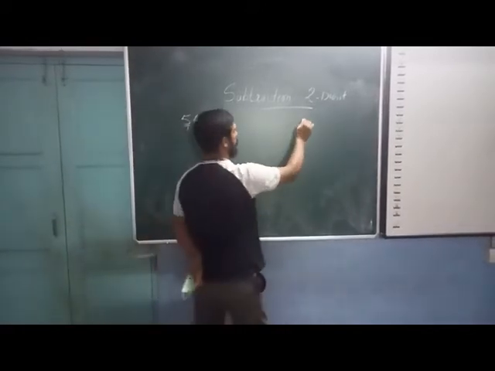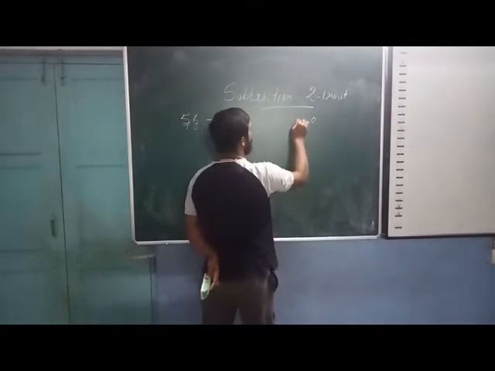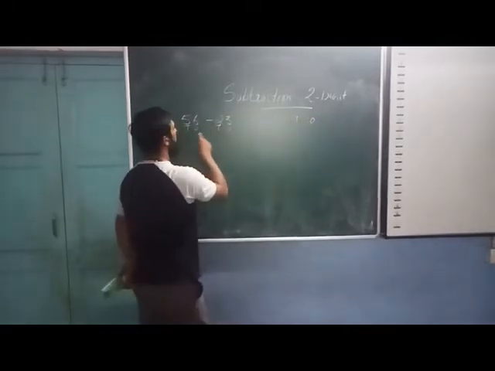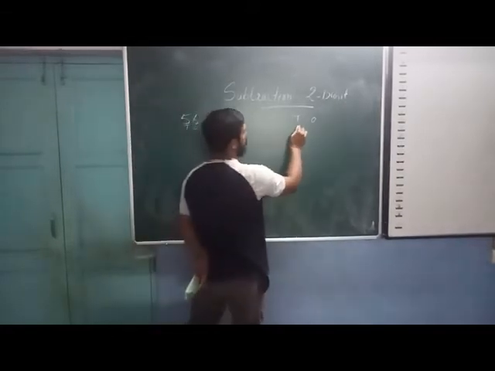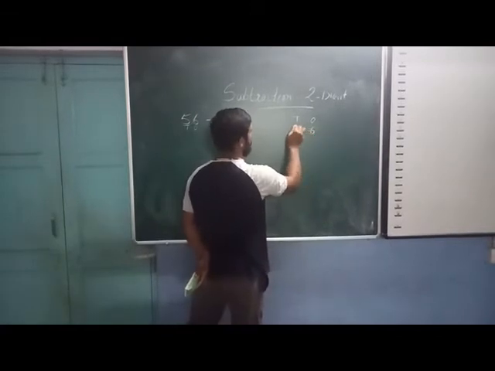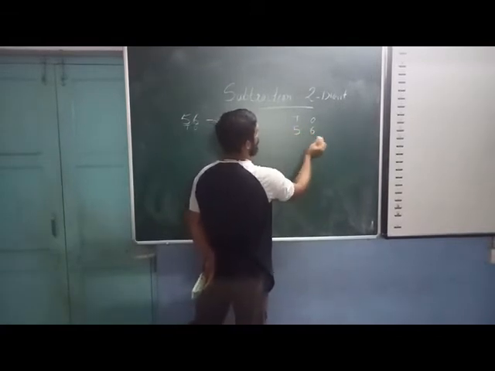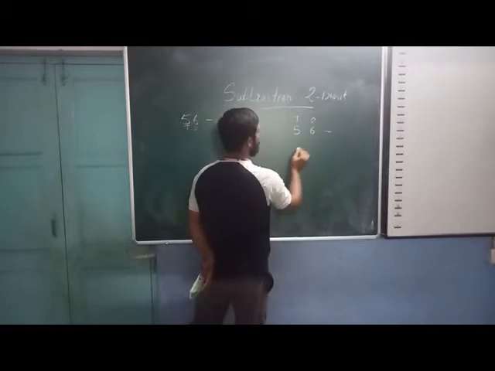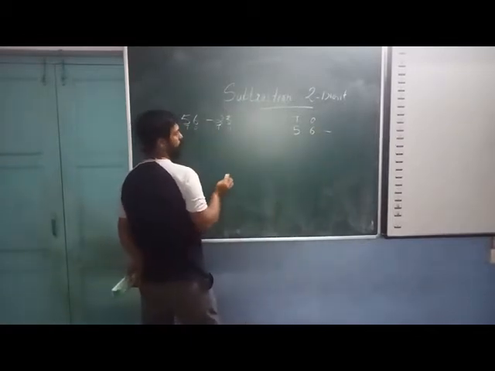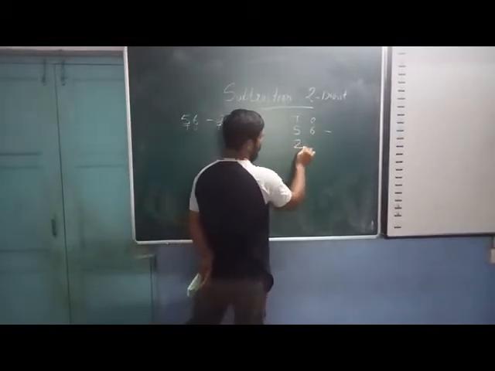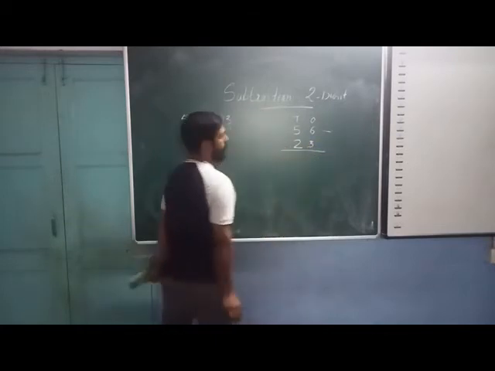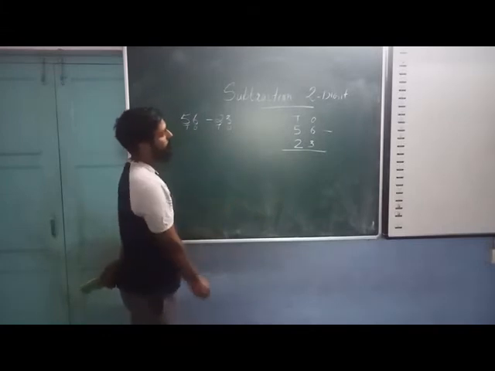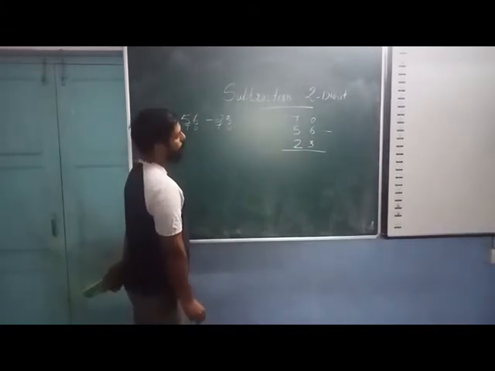First of all, we have to draw the place value table. Always remember, in subtraction we first write the biggest number on the top. So 56. Then put the symbol. Then write the smallest number. Then draw the line. We place them under the place value table.